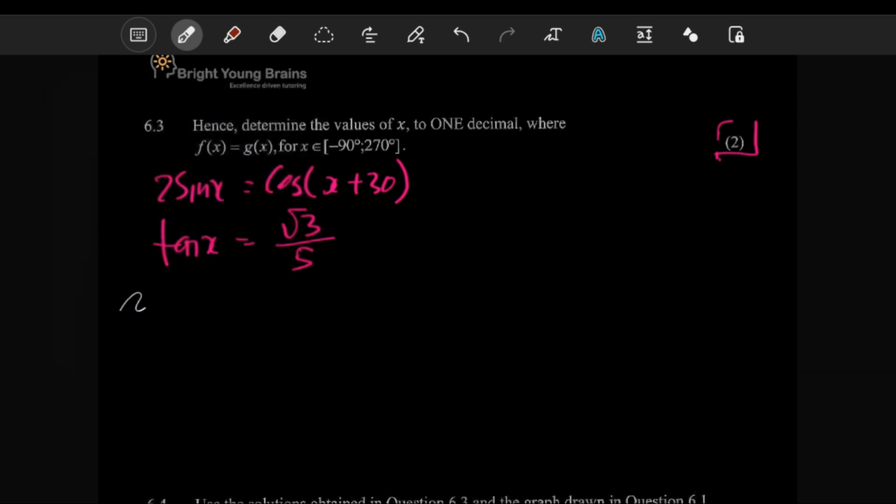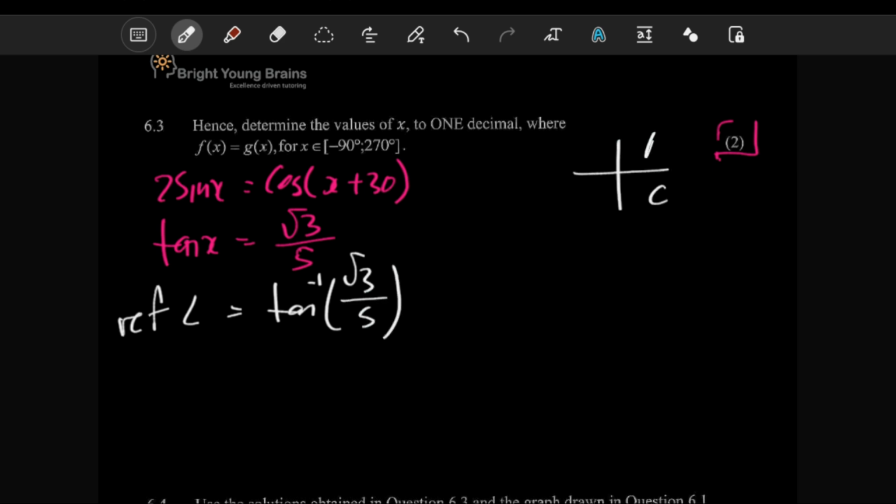Anyways, let's get the general... let's get the reference angle. So from here, you're going to say the reference angle is equal to shift tan with this value. Remember, if this value was a negative, you were always just going to take it as a positive value. And then your CAST diagram is what you use for the negative or the plus.